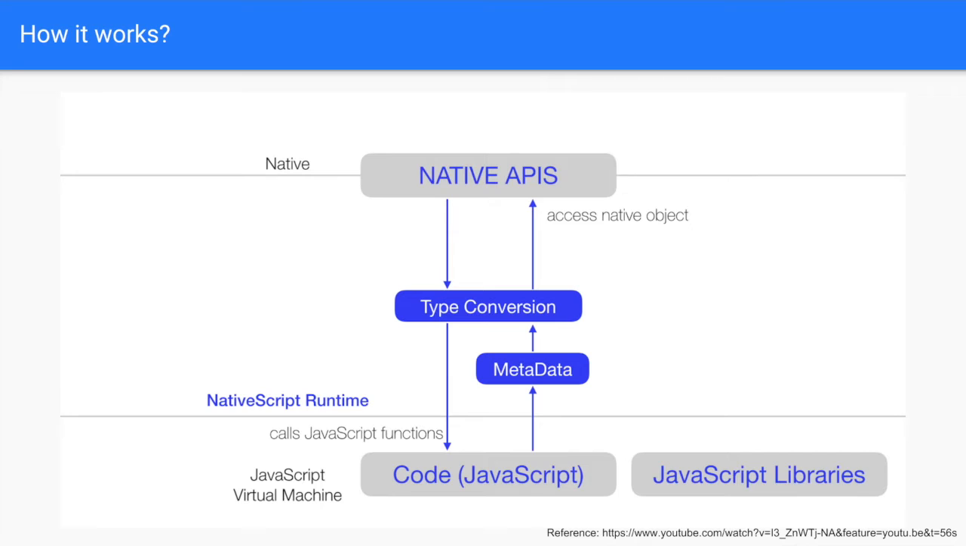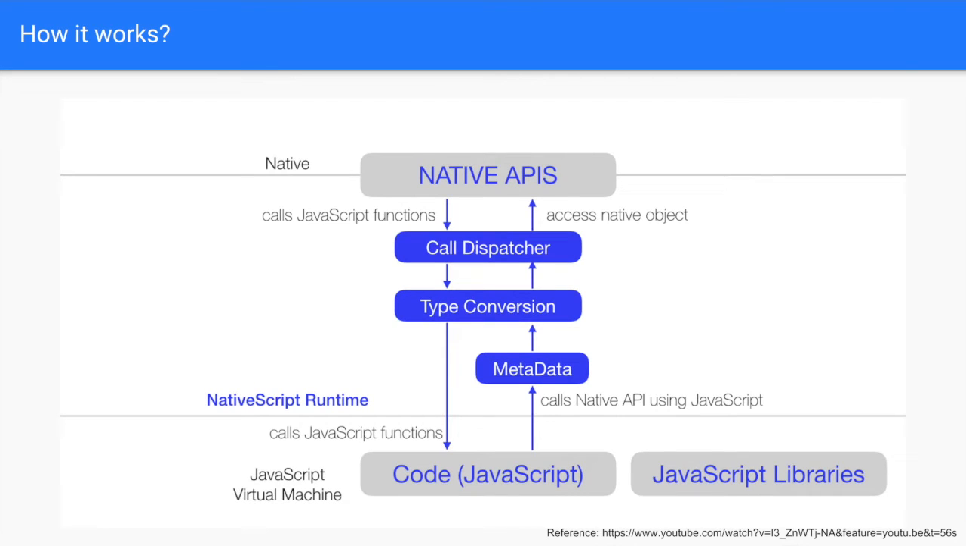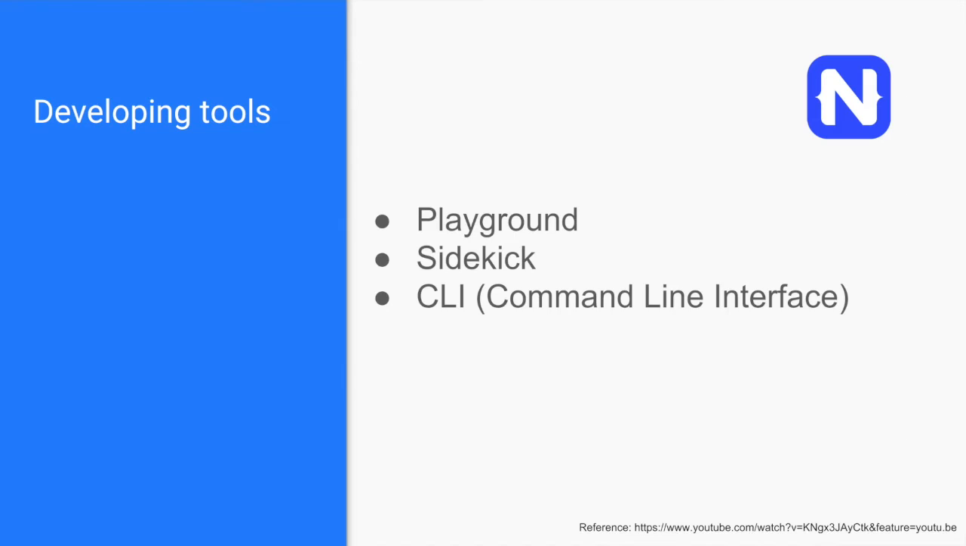Then, data would transfer from JavaScript to native code by using type conversion modules, and vice versa. Finally, the dispatcher would be called to finalize the native API function calls. Also, the dispatcher is responsible for passing back the results. This means that any functions and types available from the mobile platforms are accessible by using NativeScript.